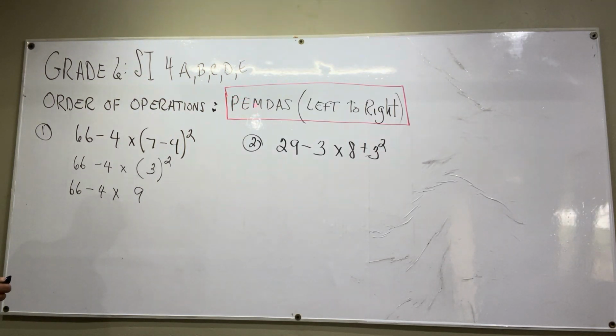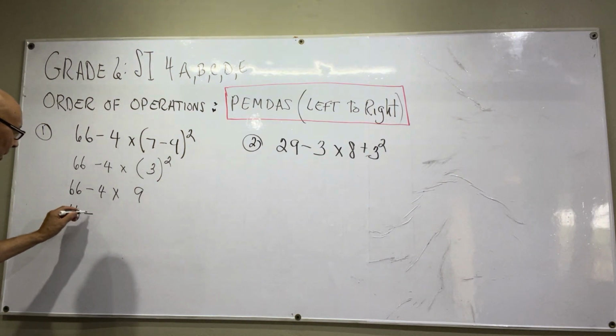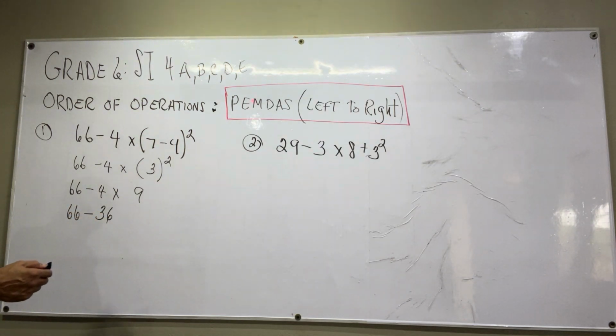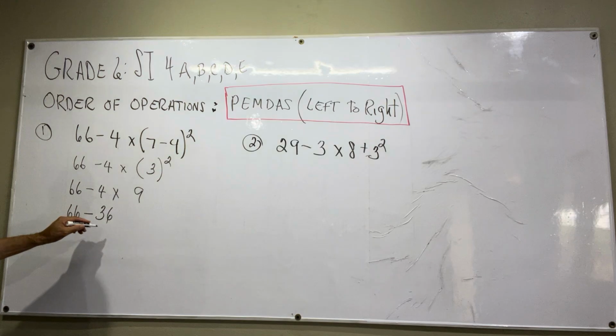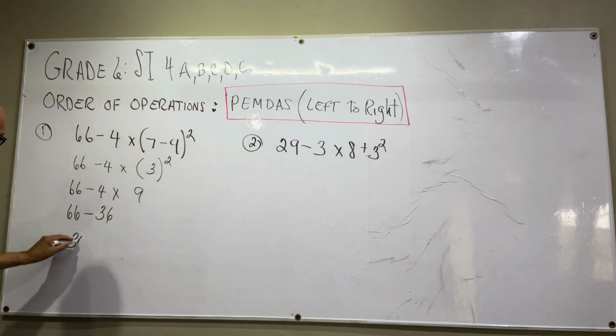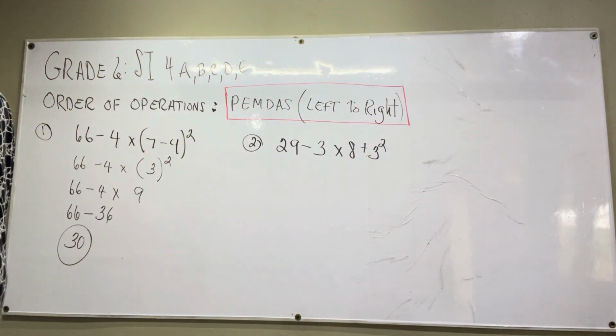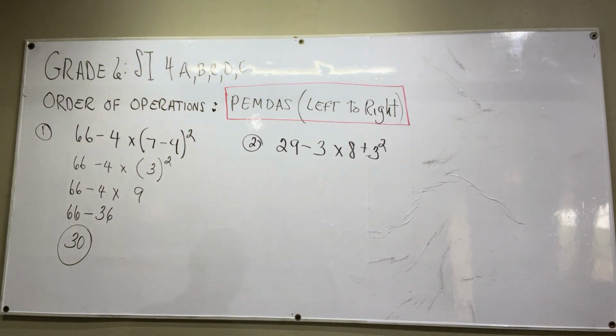So now I have eliminated the parentheses and the exponents. My next thing is multiplication. So I have 66 minus 4 times 9 is 36. So I've done the multiplication. There's no division, there's no addition, but there is subtraction. So now I have 66 take away 36 is 30. So my answer is 30. And 30 was answer C on the paper.